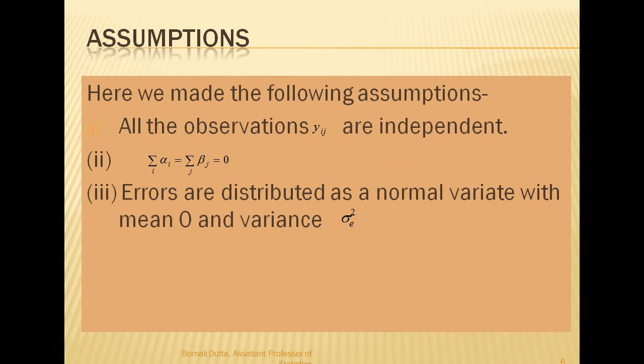Here we made the following assumptions. First assumption is that all the observations are independent, and second assumption is that summation of alpha i over i is equal to 0 and summation of beta j over j is equal to 0, and the error terms are distributed as normal variate with mean 0 and variance sigma square.